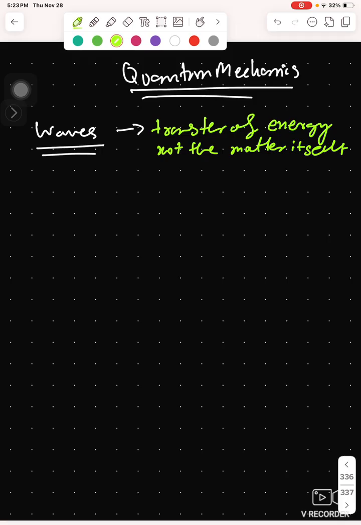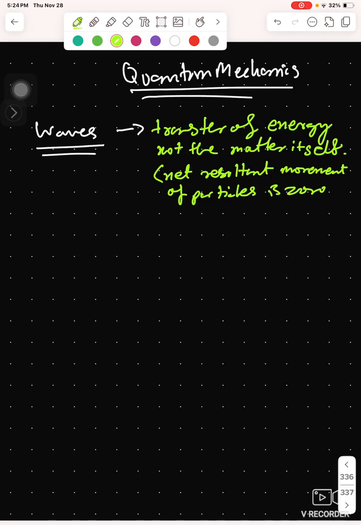Okay, the net resultant movement of particles is 0.